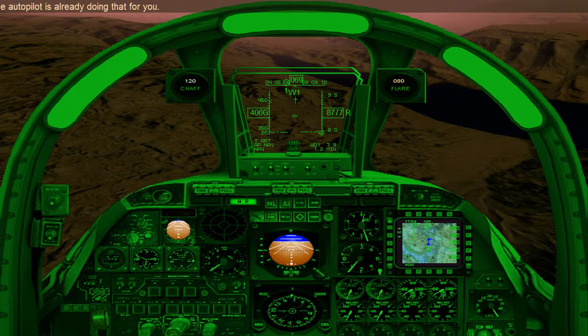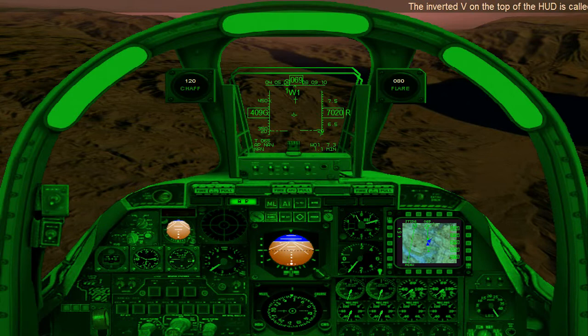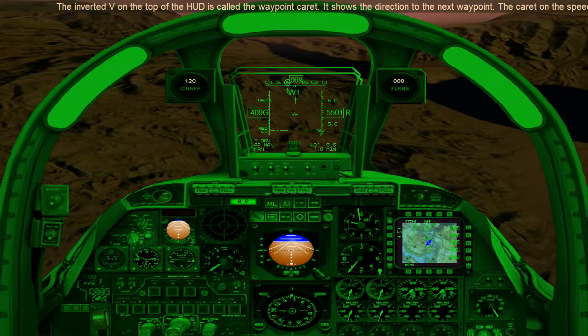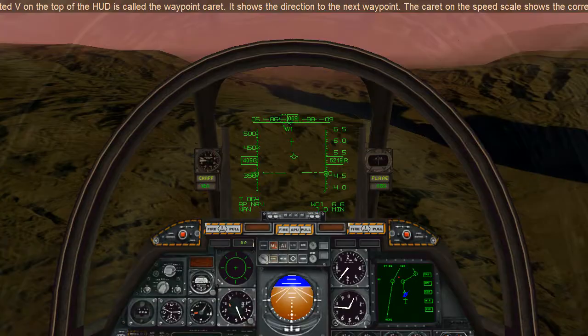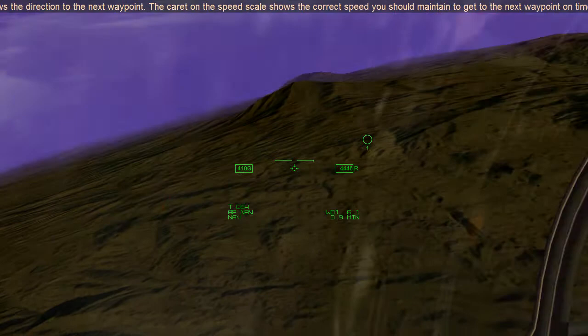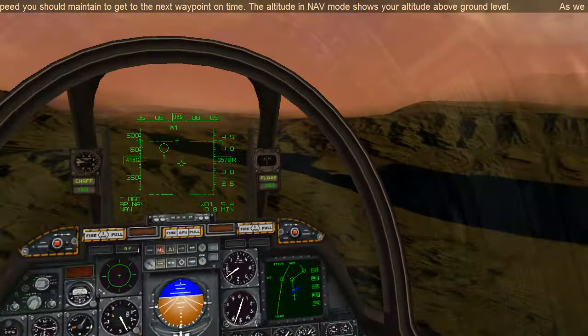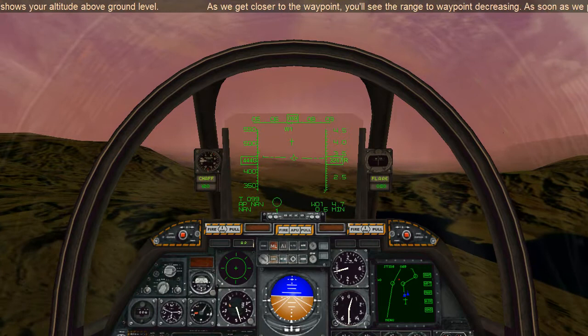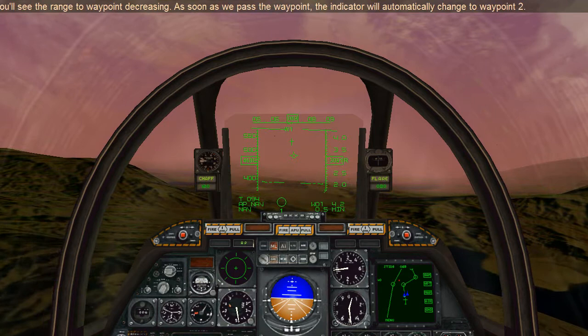The inverted V on the top of the HUD is called the waypoint caret. It shows the direction to the next waypoint. The caret on the speed scale shows the correct speed you should maintain to get to the next waypoint on time. The altitude in nav mode shows your altitude above ground level. As we get closer to the waypoint, you'll see the range to waypoint decreasing. As soon as we pass the waypoint, the indicator will automatically change to waypoint 2.